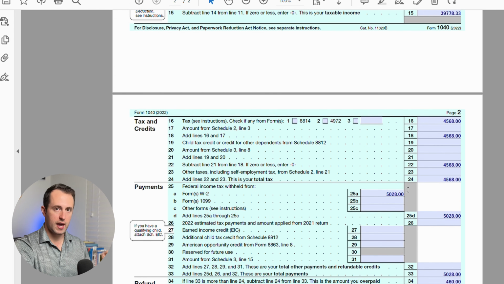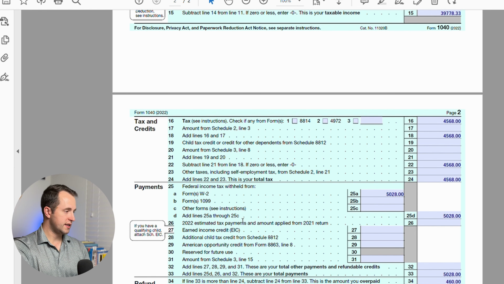that into 25A. 25B, this is going to be from Forms 1099, and then C is going to be from any additional forms that apply to you based on the general instructions. Both of these are going to be left blank in this situation, so we're going to take whatever was in 25A and copy and paste it into 25D.